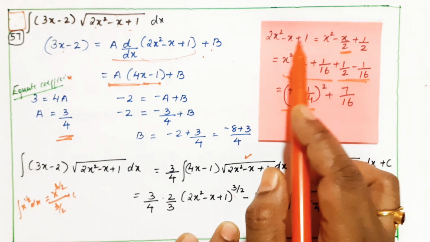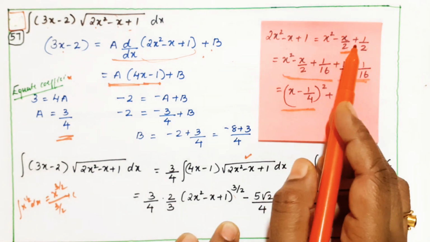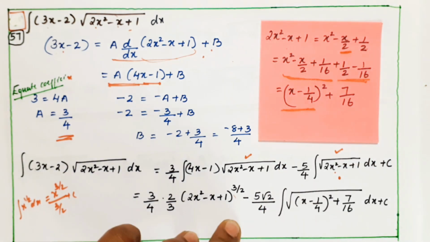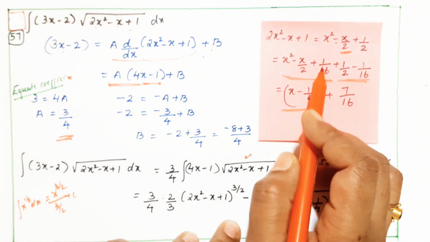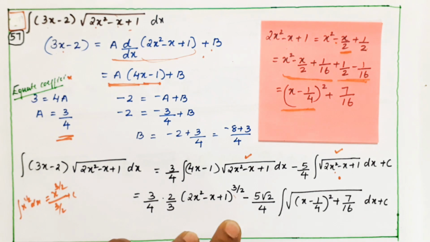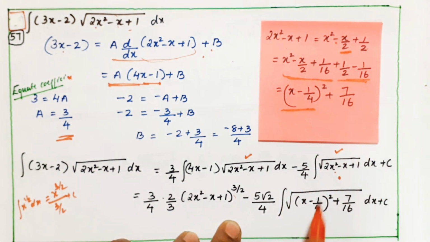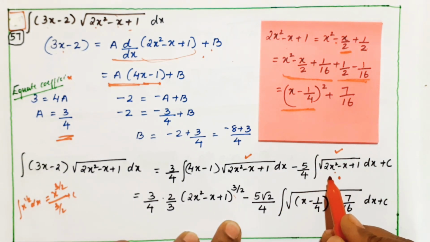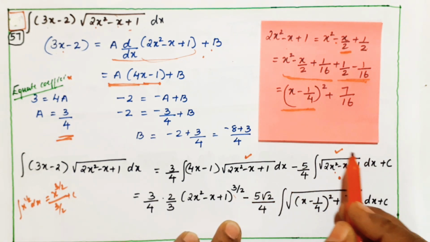So now you see what we did, 2x square minus x plus 1 we are splitting. In the sense, first I divided the entire term by 2. Then I need to make it in the form of a plus b the whole square or a minus b the whole square. As the term here is minus, we are adding and subtracting 1 by 16. Then we can write here x minus 1 by 4 the whole square plus 7 by 16. So what I did, this term, that is 5 by 4, I have written separately. And this we can write in the form of root over 2x square minus x plus 1.